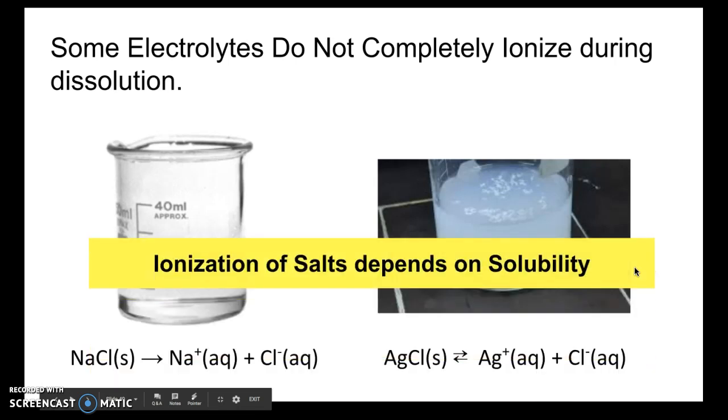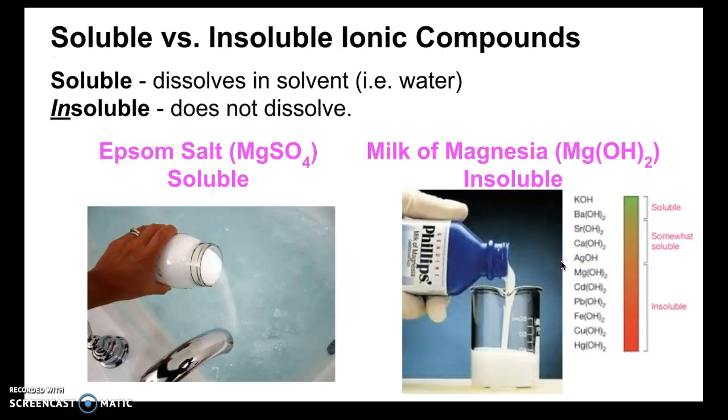All right, so how can you tell what's going on with ionization? The ionization of salts depends on the solubility. In order to know whether we're using single arrows to show it goes to completion or double arrows to show that it's incomplete, we have to know the solubility of the salt or the ionic compound. Soluble again means it dissolves in water, and insoluble means it does not dissolve. We have an example here of magnesium sulfate, which is Epsom salt. That dissolves pretty well in water, and people use it in their baths all the time.